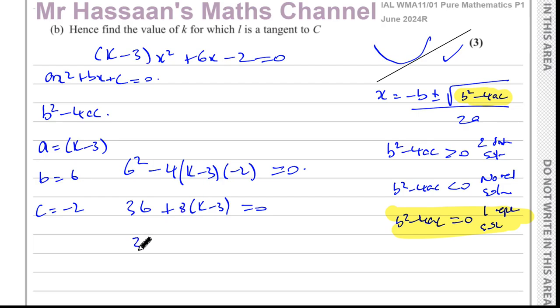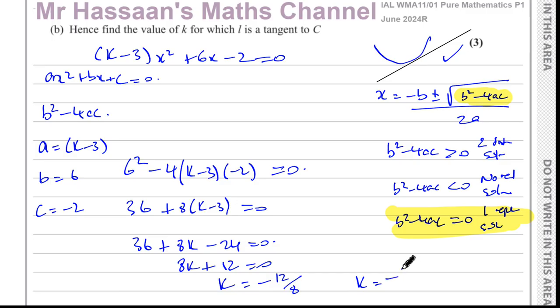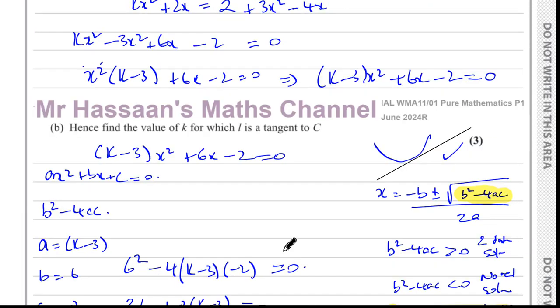I just want to make sure I don't mess up with the sign. So minus 4 times minus 2 is plus 8. So you're going to have 36 plus 8k minus 24 is equal to 0. So 8k, you're going to have 36 minus 24, which is plus 12, equals 0. So k is equal to minus 12 over 8. So k is equal to negative 3 over 2. Why? Because 12 over 8: 4 goes into 12 3 times, and 4 goes into 8 2 times. So k equals negative 3 over 2. And that is the solution to this question.